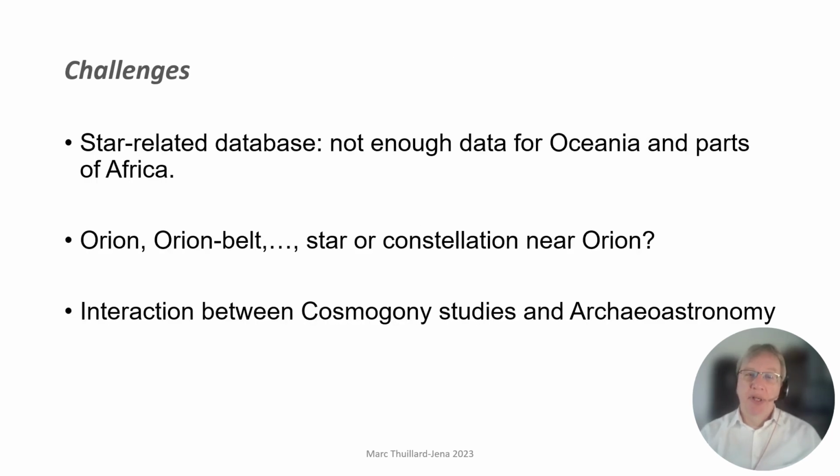So I'd like to conclude with open challenges. I think the star-related database should be completed. There are not enough data for Oceania and part of Africa, and I think it should be completed. The second challenge is, very often you have reports that tell about Orion, but if you go deeper, you find that there are constellations or stars that are near Orion and have different names, and also different stories. And that makes it difficult.